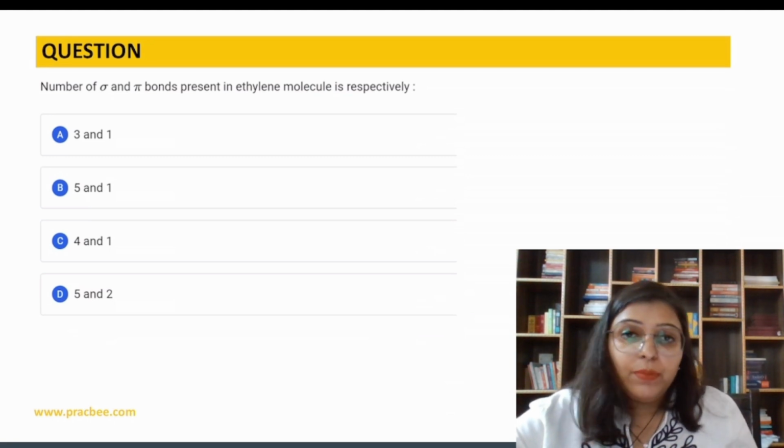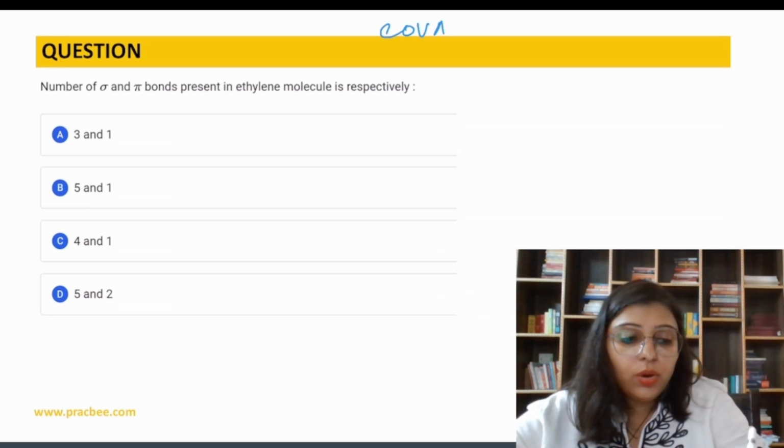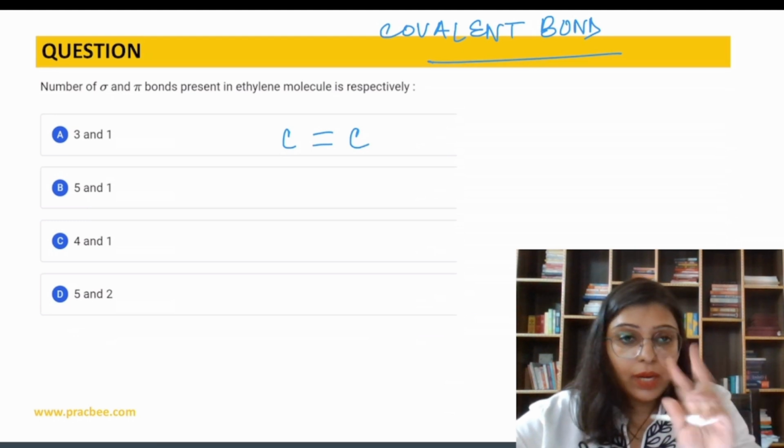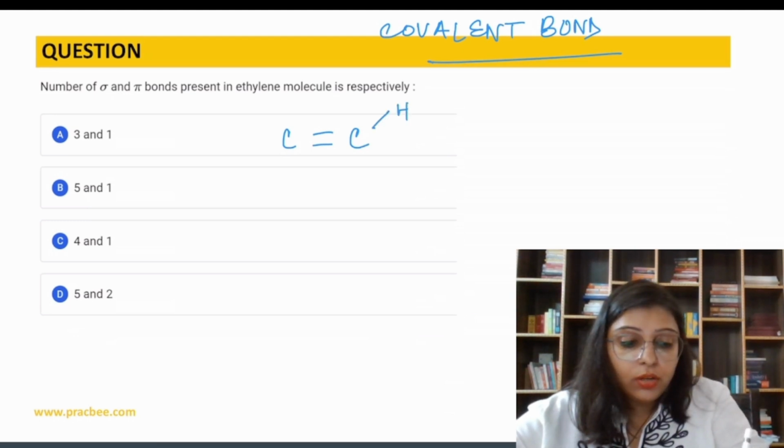The number of sigma and pi bonds present in the ethylene molecule is, respectively. For that you should know the covalent bond structure of the ethylene molecule. What is the ethylene molecule? Ethylene is ethene. So we have a carbon-carbon double bond between the two carbon atoms, and the rest of the bonds are with hydrogen atoms.